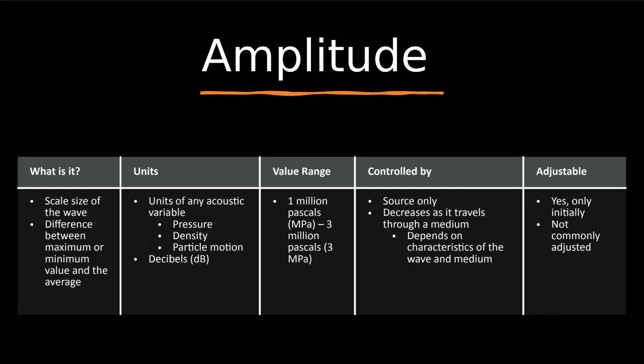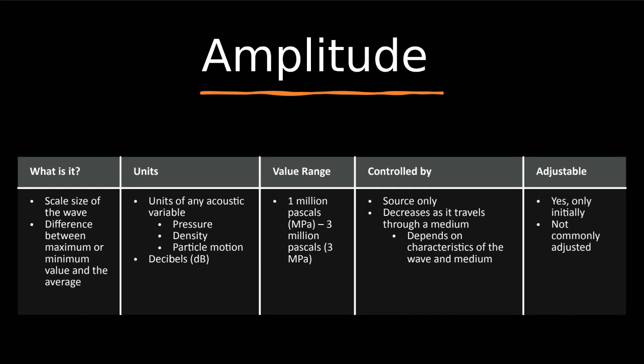It's the scale size of the wave, right? How big is this wave? It's showing the difference between the maximum and the minimum values and then the average. So the average is always going to be our x-axis. And then from there, if we're graphing amplitude, we are going to see how far away that wave gets in terms of how strong it is, right? Its maximum value, and then the minimum value as well.